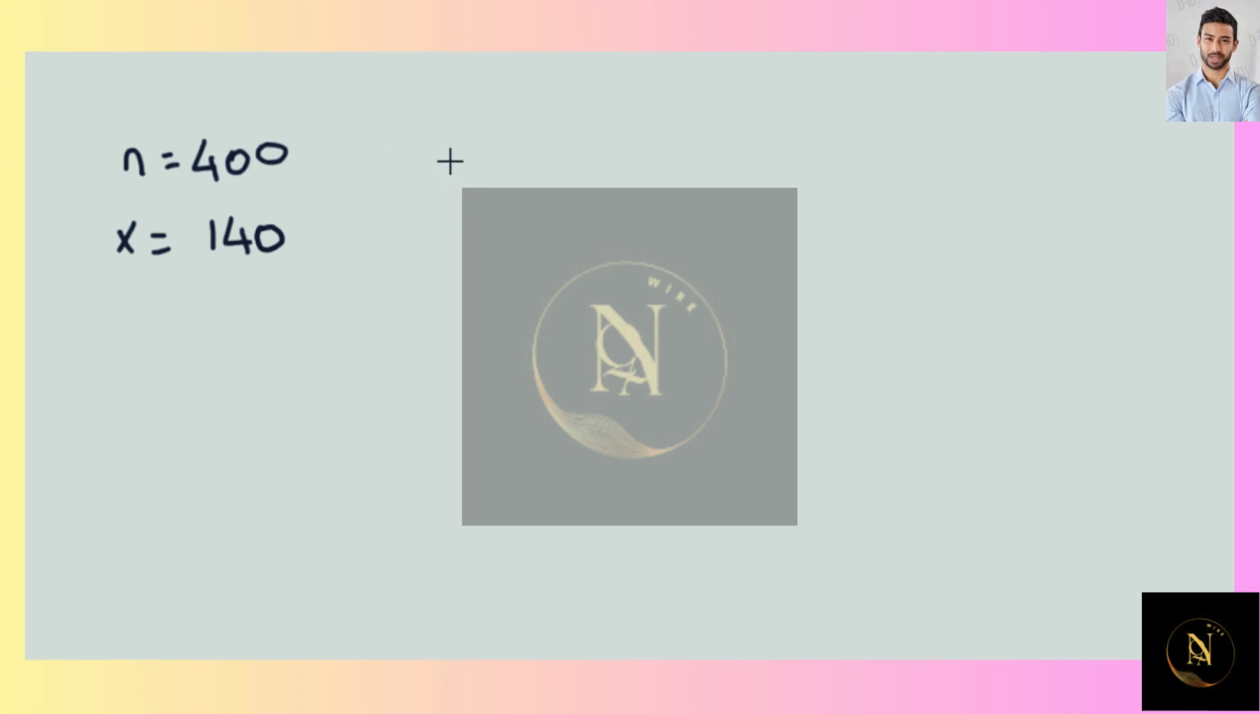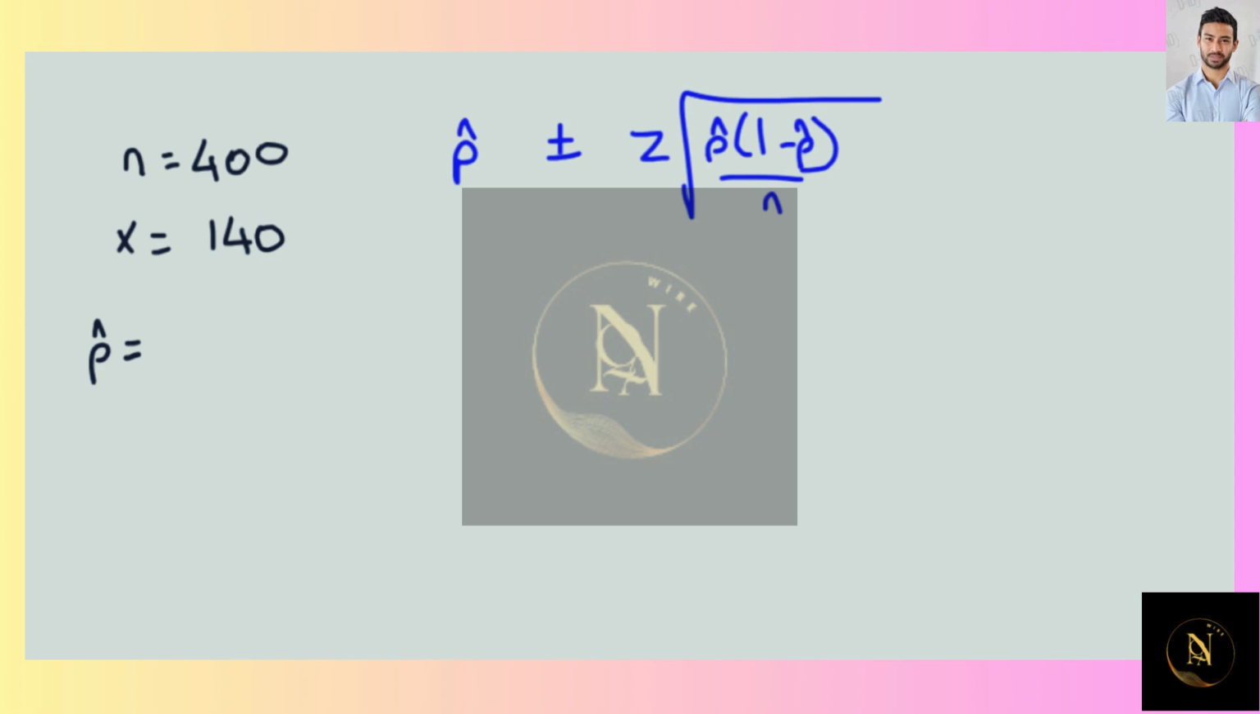The formula for this is p hat, the point estimate, plus or minus the margin of error, z times the square root of p hat times 1 minus p hat, over n. We have n, we need p hat, that's the proportion of times that the something met the criteria, 140 out of 400. So that is 0.35. And we need z, which we get from a level of confidence.